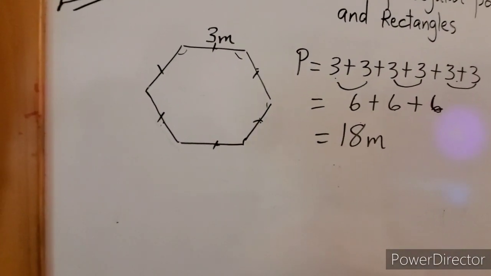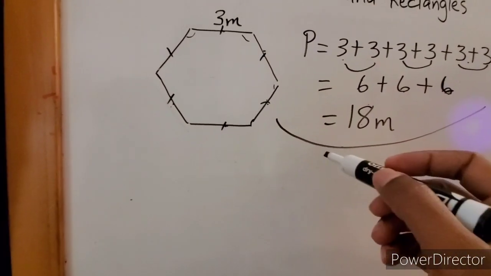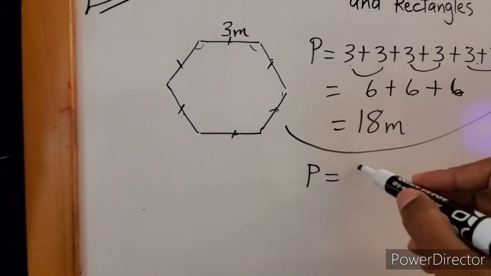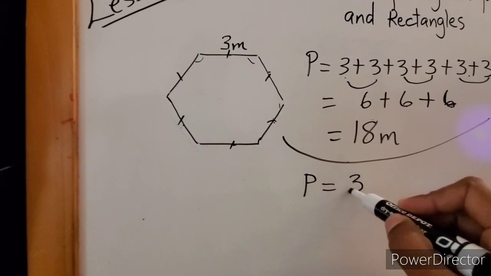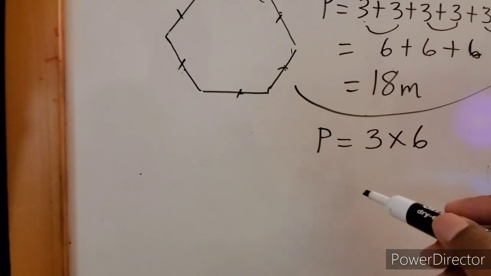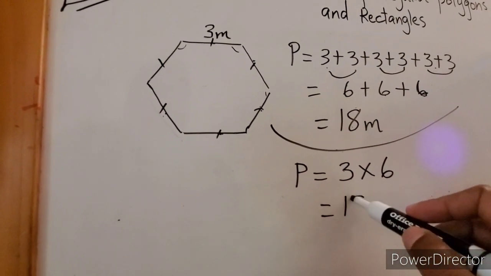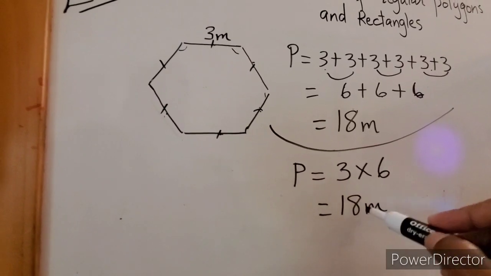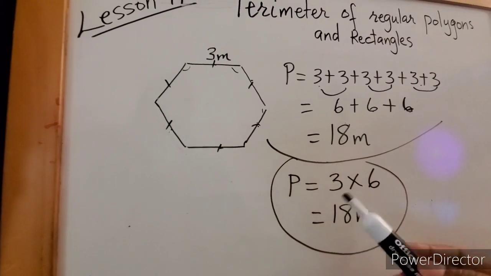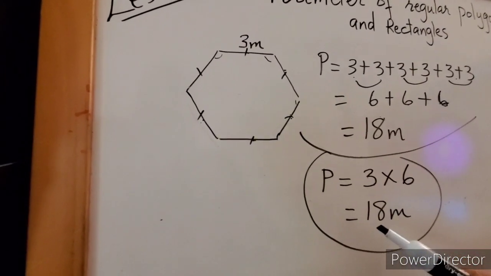That's the perimeter. However, we could apply the previous method. How many sides? 6 sides. It's a hexagon, and they're all equal. So the perimeter is equal to the side length, which is 3, multiplied by how many sides? 6 sides. So therefore, the perimeter is 3 times 6, which is 18 meters. The unit is meters. So you could use this method, which is very efficient, to find the perimeter of regular polygons when all the sides are equal.